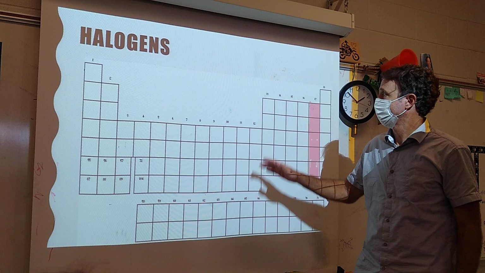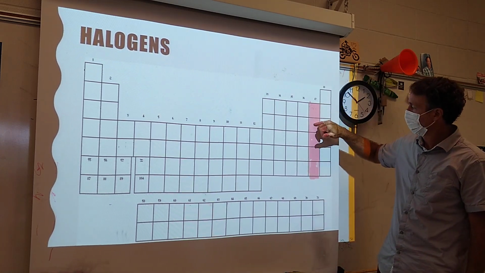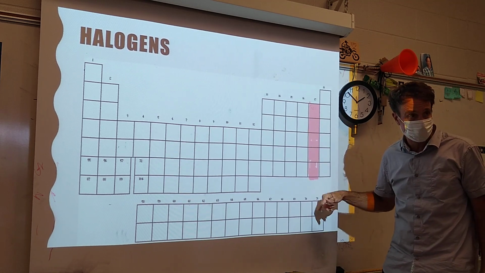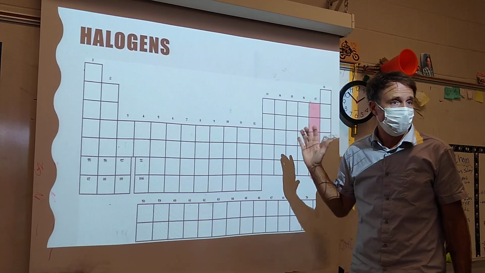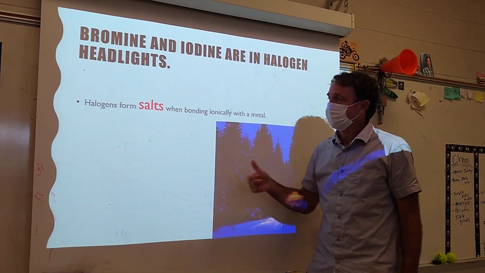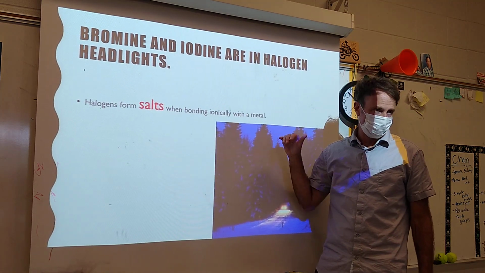But a more important use of these halogens from group 7, so we're talking about fluorine, chlorine, bromine, iodine, astatine, right? We're going down that list. These guys are halogens. The real word for halogen is salt maker. Halogens form salts when bonding ionically with a metal.